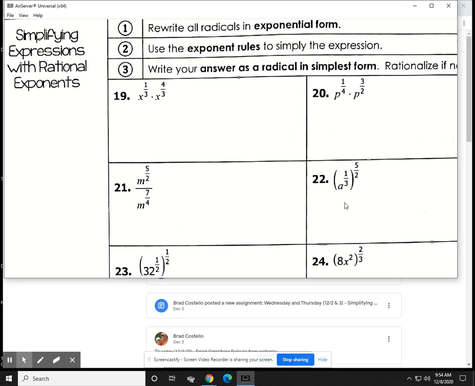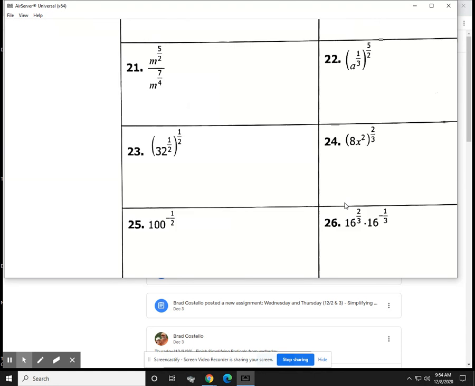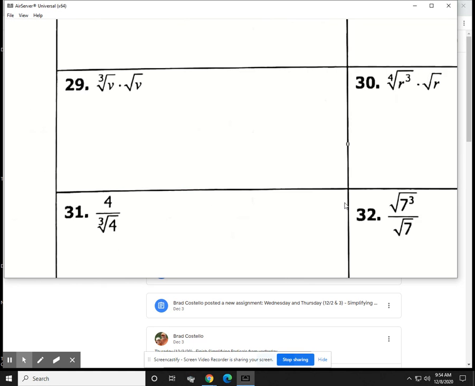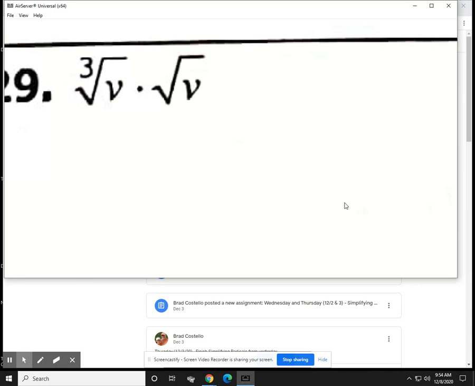But we're using these same rules, but we're dealing with fractional or rational exponents. Now, there is another catch. I want you to look down here, and we're going to do several of these, but I want you to go all the way down before we even get started to number 29. Are those rational exponents? No, they're radicals, right? Do those same rules apply to radicals? No. So does that mean I can't simplify this? No, of course I can.